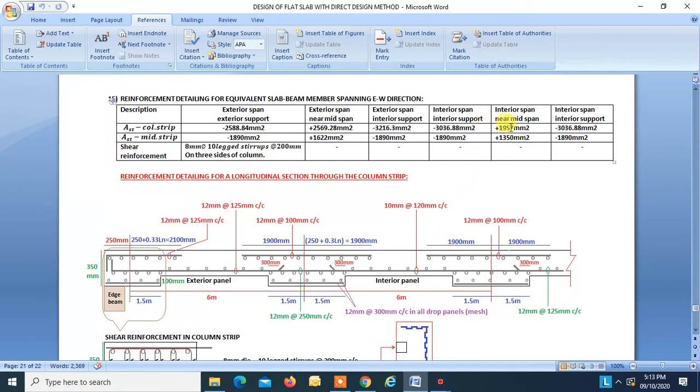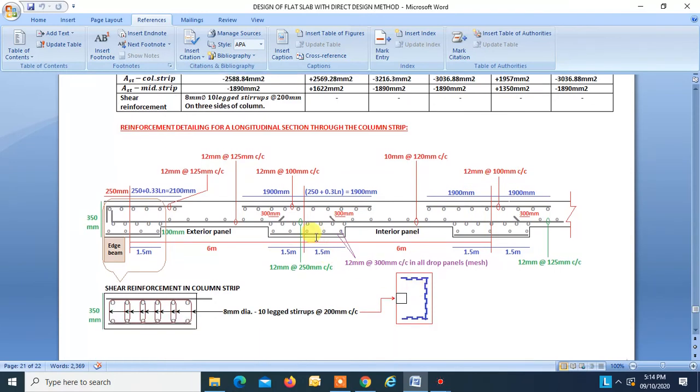Coming over here, we will take 10 mm at 120 mm. Coming over here, we will again take this steel. We will take again the same, the maximum of that, which is 12 mm at 100 mm. And inside the drop, provide a minimum reinforcement mesh, 12 mm at about 300 mm center to center. All the lengths required to be satisfied are written over here.